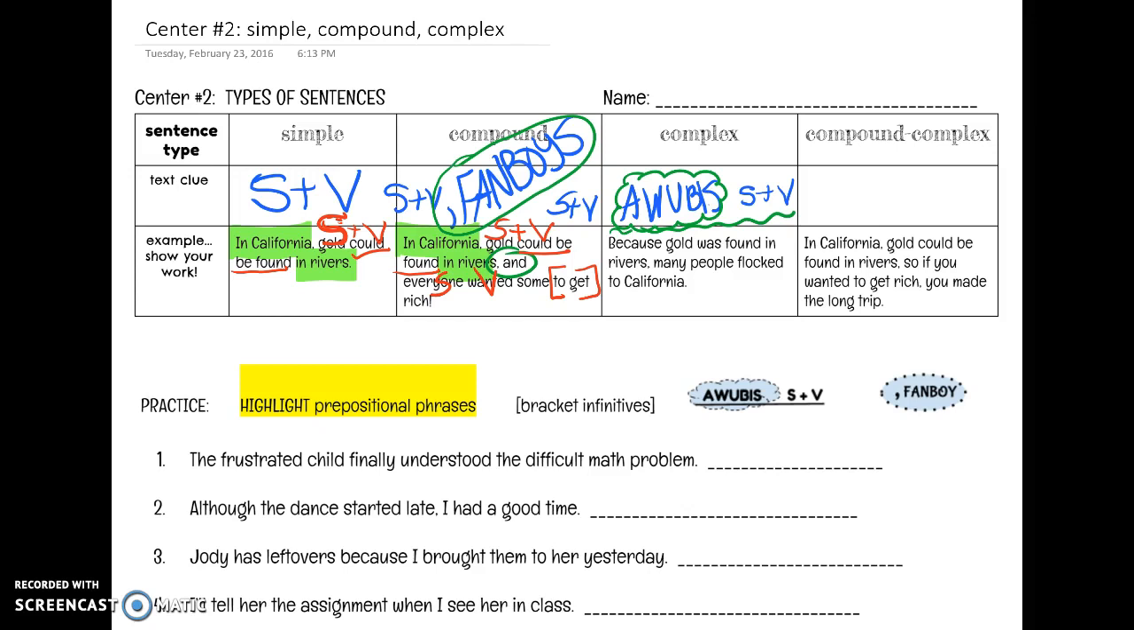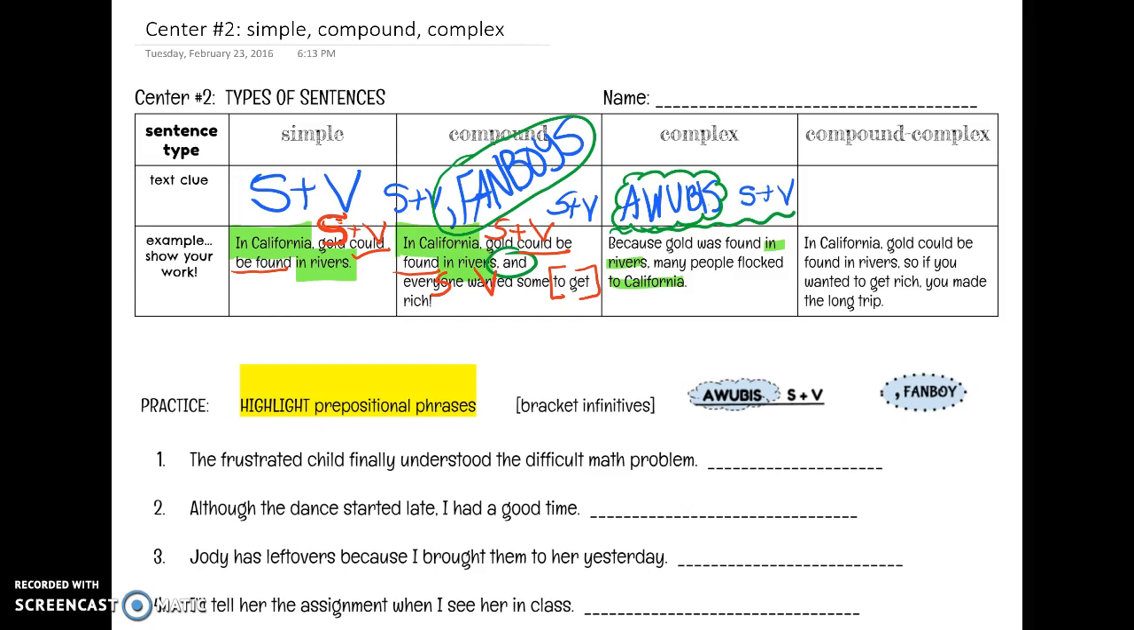So looking at my example sentence, because gold was found in rivers, many people flocked to California. I'm going to do my same process, look for any phrases. I see in rivers, I see to California. I did have to stop and think about to California for a second because to can also be an infinitive, but I know that California is a noun, so that had to be a prepositional phrase.